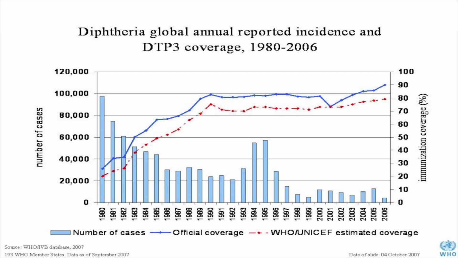Diphtheria does not occur often in the United States because most kids have been vaccinated against it. However, some adults have not been vaccinated against it, so there is a chance that some adults could get it. In many third world countries, less than 10% of people are actually vaccinated against diphtheria.